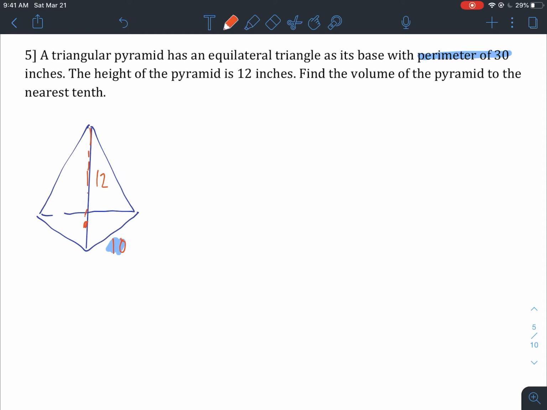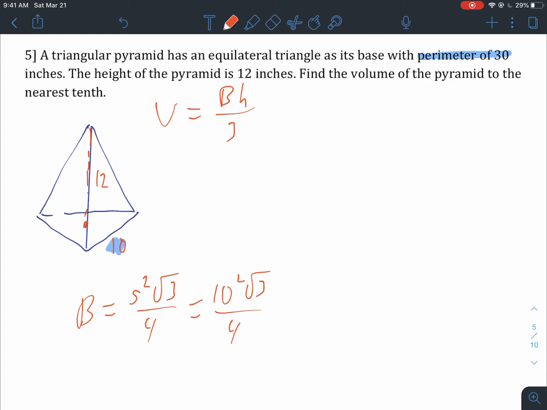So once again, we are using BH over 3. But this time, B is an equilateral triangle. So using our equilateral triangle formula, that gives us our B is approximately 43.3012.